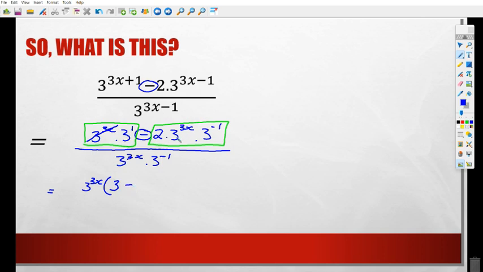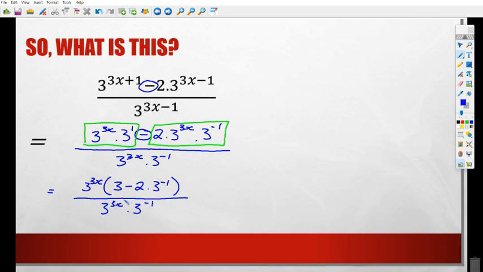Minus, if I take out a 3 to the power of 3x here, what's left in this green box? There's a 2 and there's a 3 to the negative 1. Please, guys, just look at what's left in the box. So here we've got 3 minus 2 times 3 to the negative 1, and that is all over 3 to the 3x multiplied by 3 to the negative 1.